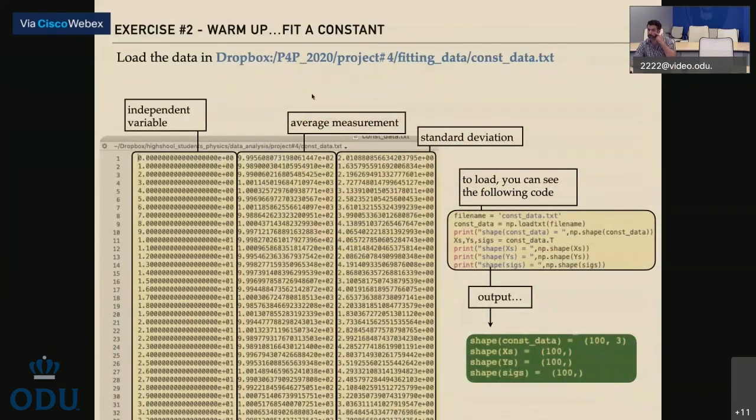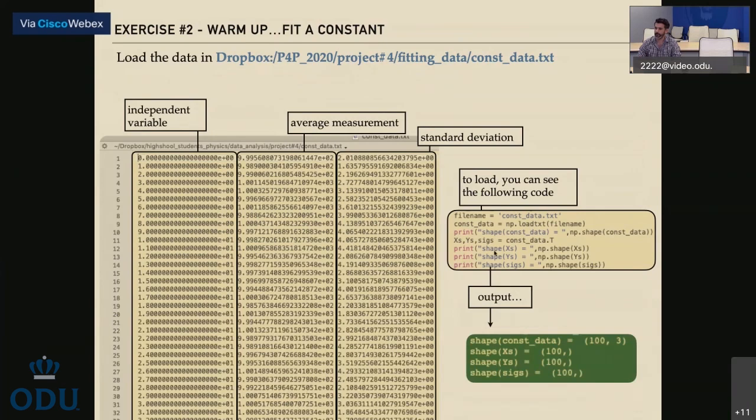We're right here. Okay. So the Dropbox folder is this one right here. And this is a file inside of the Dropbox folder, I should say. What you will see is a file that looks like this. You have three columns: one corresponding to the independent variable, a second one that corresponds to the average value of the dependent variable, and the third one is the standard deviation. You can load the data following this prescription, and you can check that you're getting outputs of this form. This checks that you are loading things correctly.